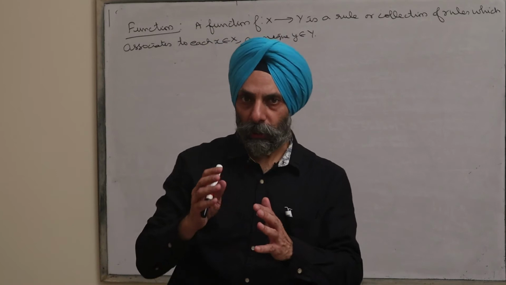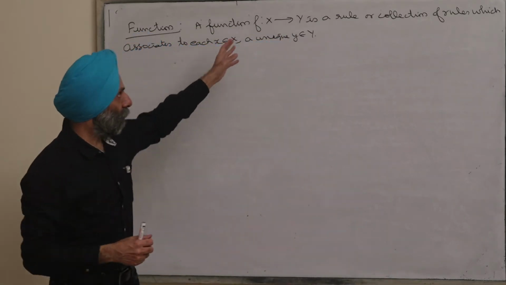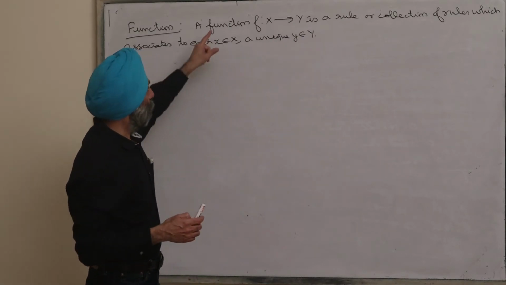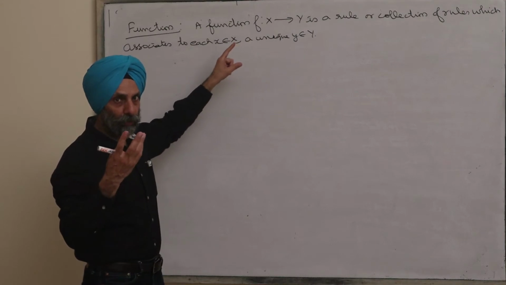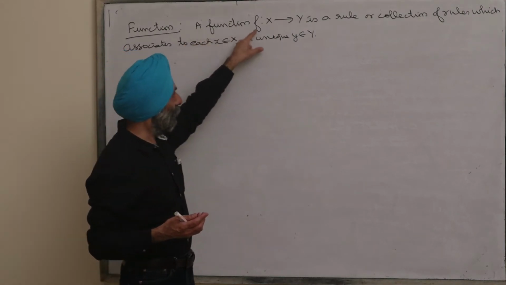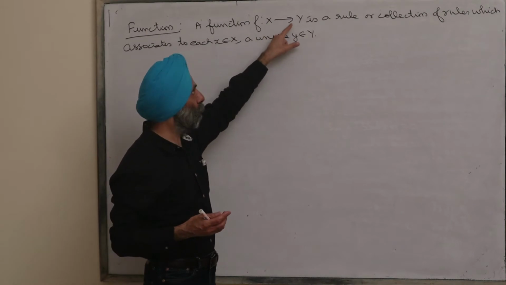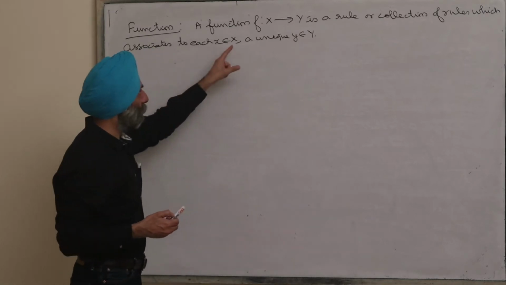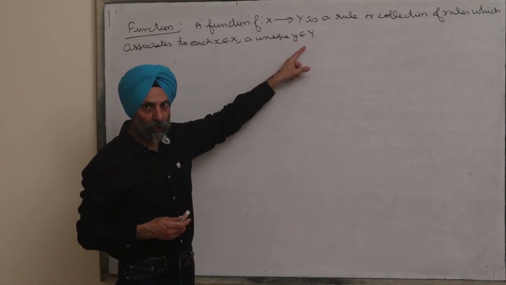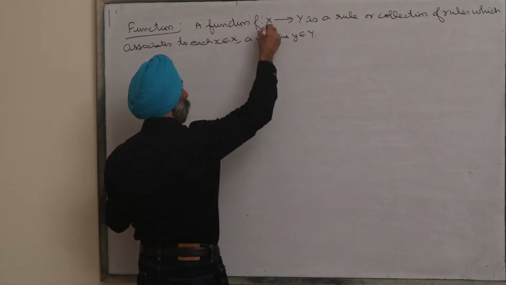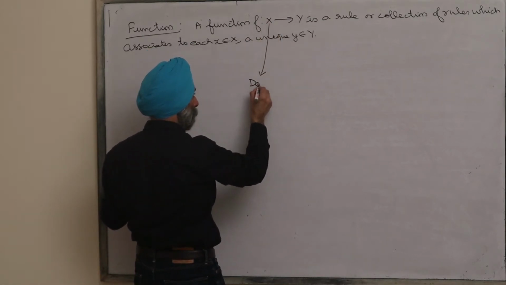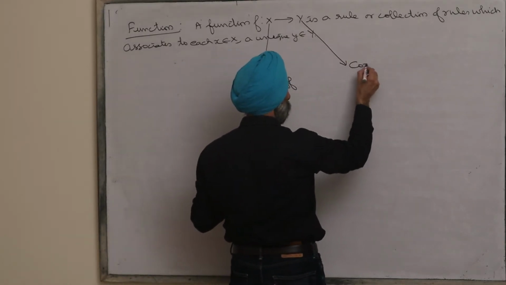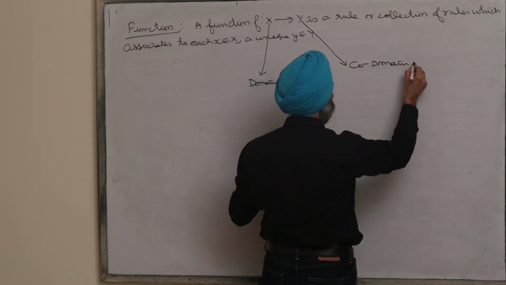Frankly telling you, it is very difficult to understand this language if I don't explain to you the meaning of functions here. Now, first of all, how do we say these words? A function f defined from X to Y is a rule or collection of rules which associates to each x belonging to X a unique y belonging to Y. What do you mean by this? First of all, this X is called the domain of f.